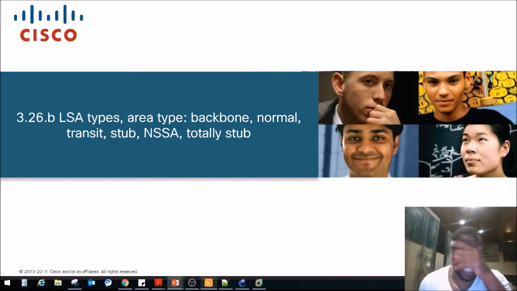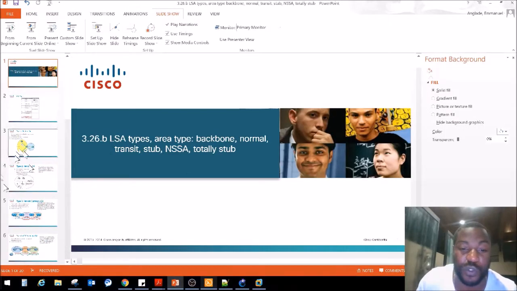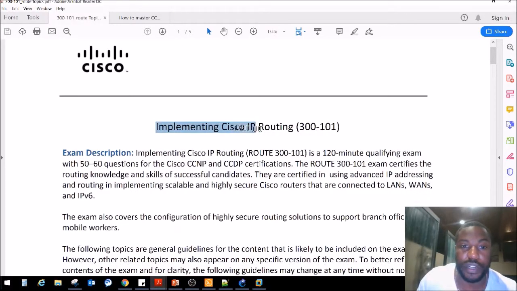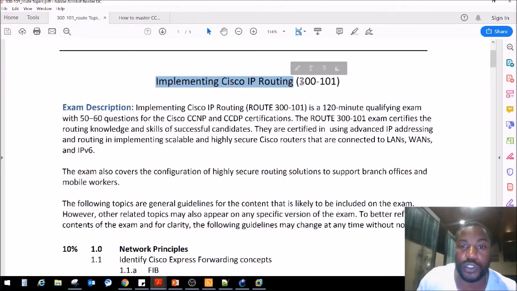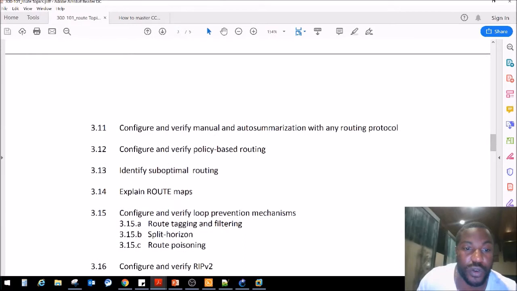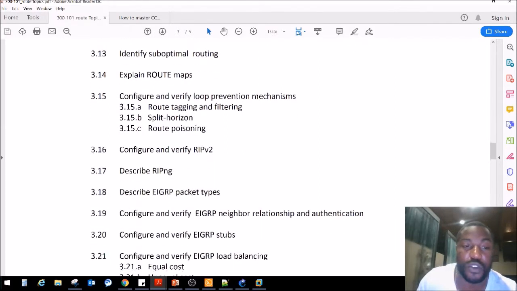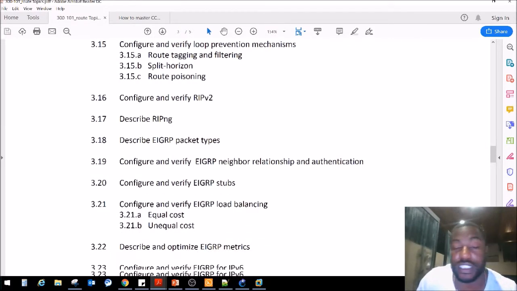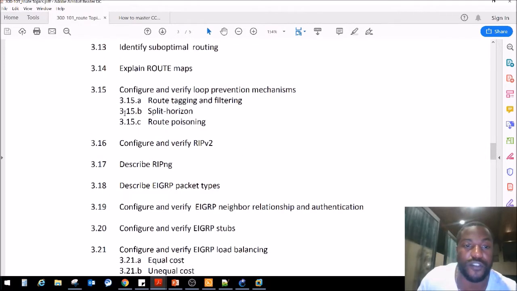Let's go ahead and take a look at the exam blueprint, see where we came from, where we're headed. Hashtag lab every day. As you can see, I'm still here in beautiful Miami, Florida. It's really humid right now, but nonetheless, it's beautiful weather. This is the exam blueprint, Implementing Cisco IP Routing, exam code 300-101. Again, this exam expires February 23rd, 2020. After that, you're going to take the new version, which is called CCNP Enterprise. That starts on February 24th, 2020.